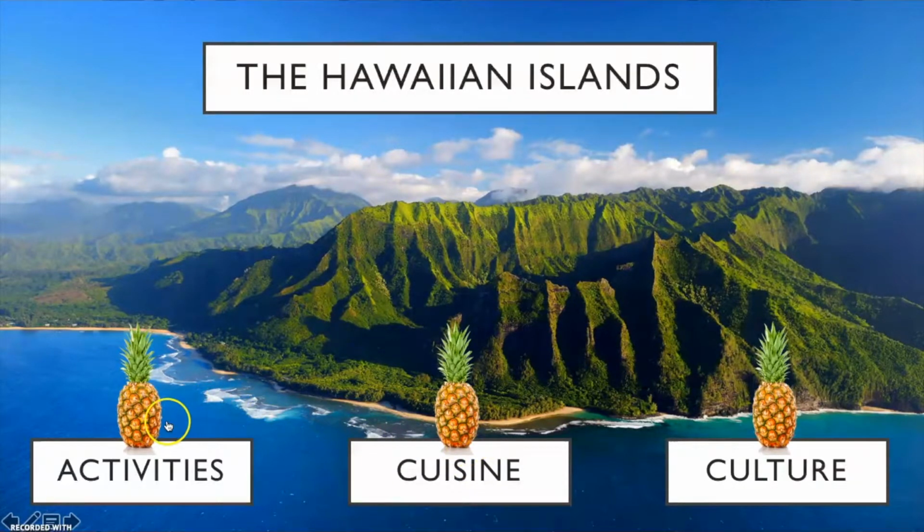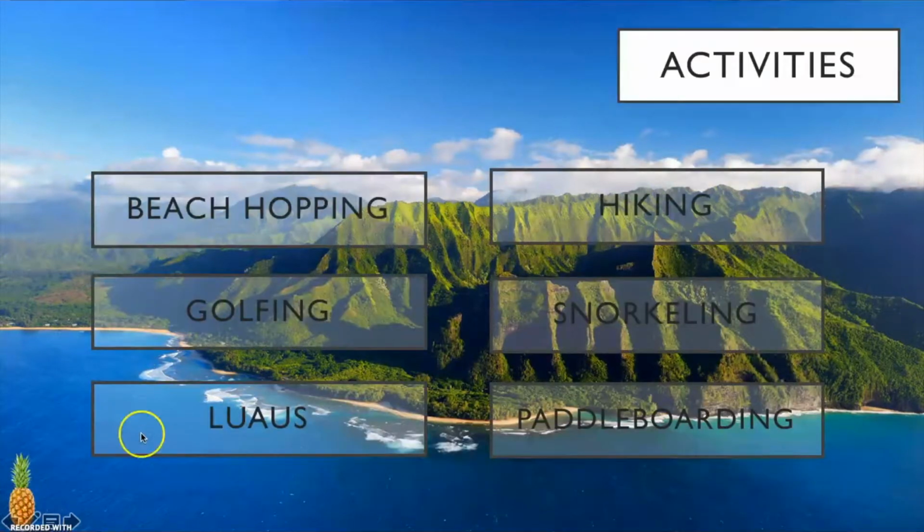So for example, if they click activities, it's going to pull up a bunch of different boxes with different activities that people do in Hawaii. Now I know that some of these activities my students would be familiar with already, but some of them they would not be familiar with. So I included some pictures.